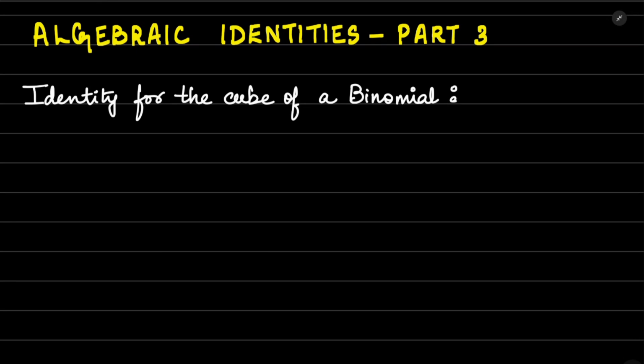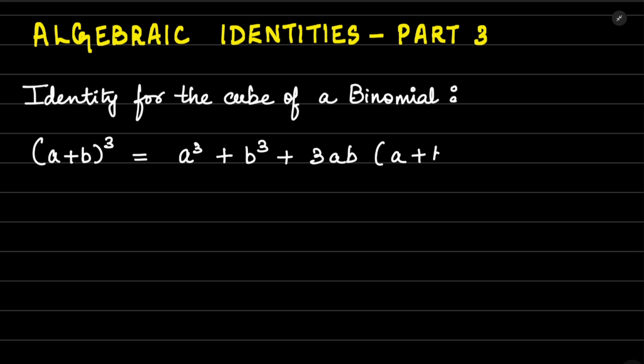In today's video, let us see part 3 of algebraic identity, the identities for the cube of a binomial. So the identity is a plus b the whole cube. This is the identity for the cube of a binomial term. You can write the identity as a plus b the whole cube is equal to a cube plus b cube plus 3ab into a plus b.